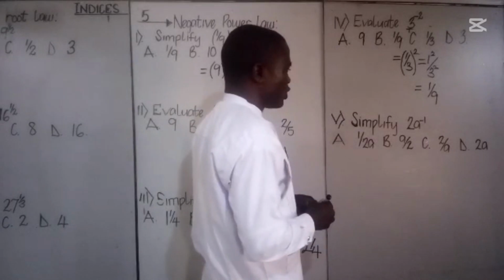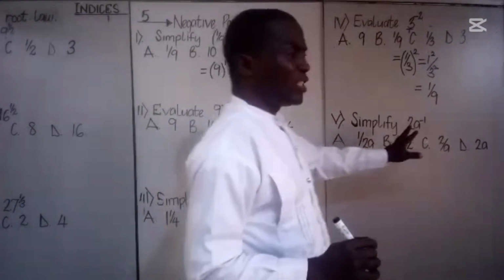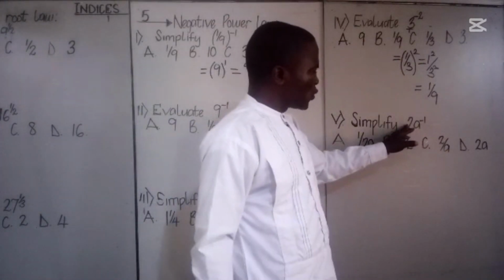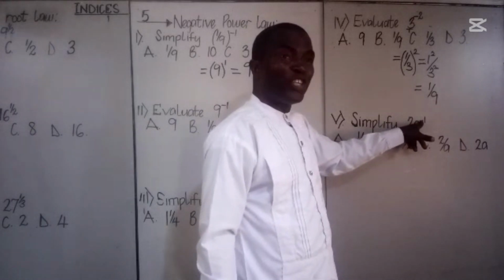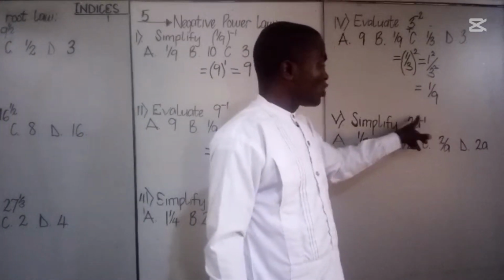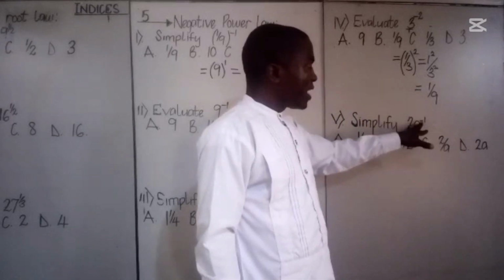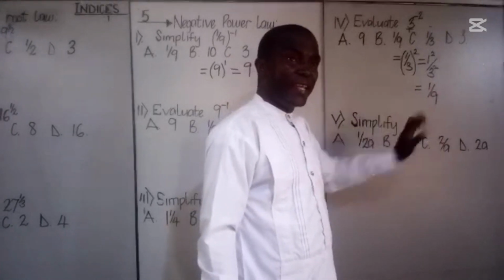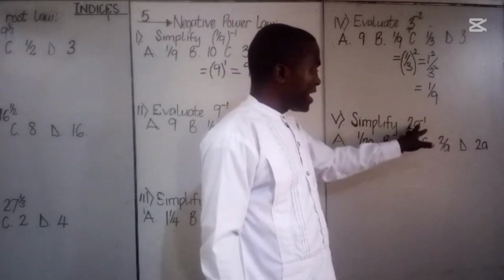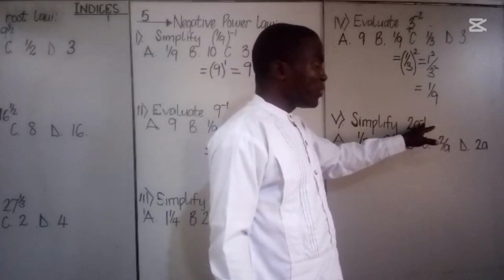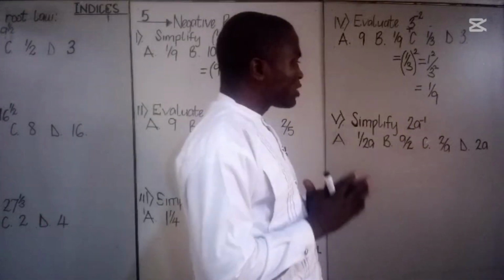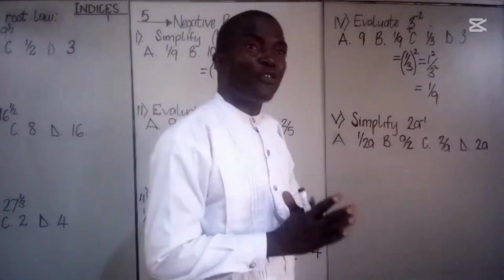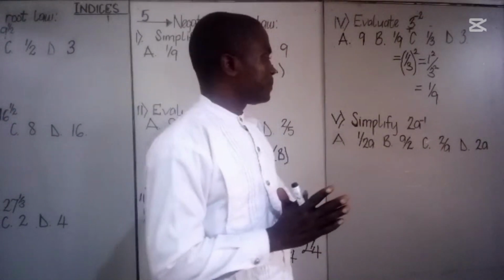2a raised to power minus 1. Please, I want us to understand something. This 2 is not having a share of this negative power. The negative power here does not affect 2. The negative power only affects A. Letter A. That is what is being affected by negative power.